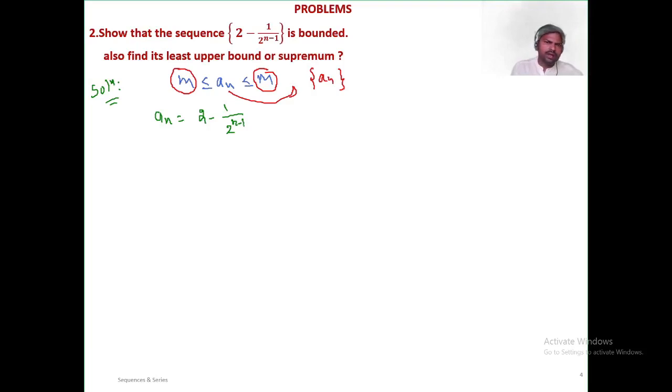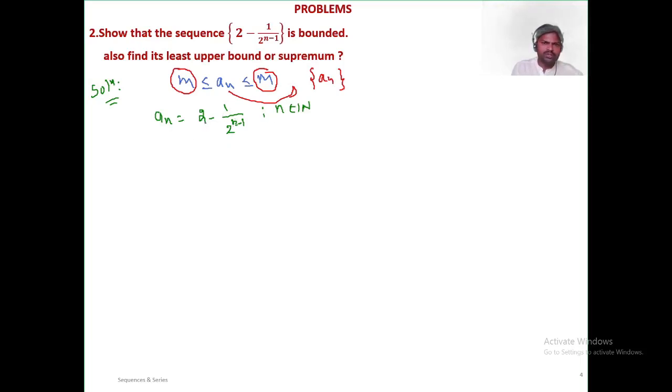Look at here, as n belongs to the natural number set. That means n is 1. If we substitute n is 1, you will get 1 minus 1, 0. 2 power 0 is 1. So 1 by 1, so 2 minus 1 is 1. So the first term is 1. A1 is 1. What is the second term?